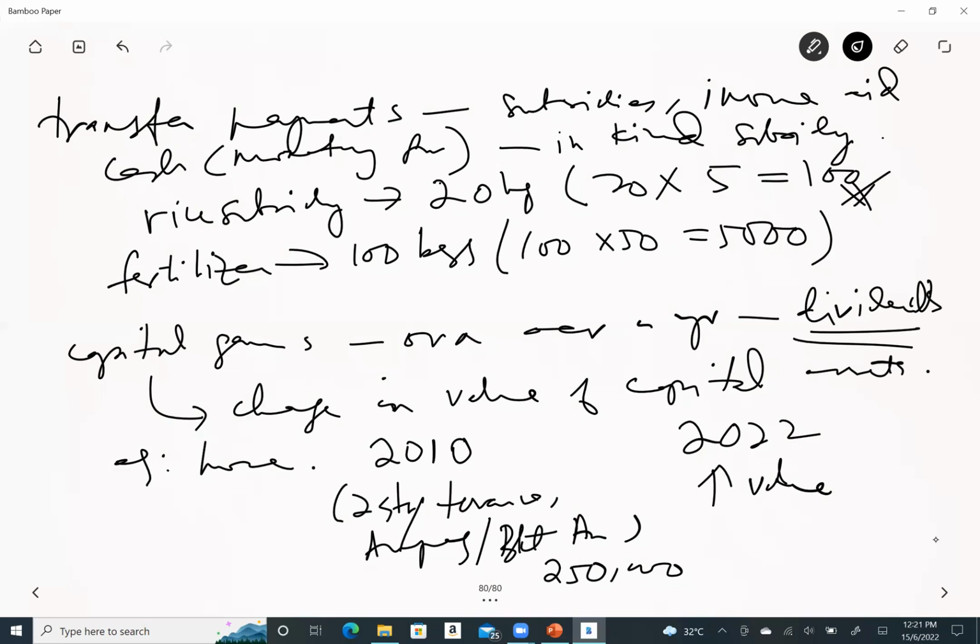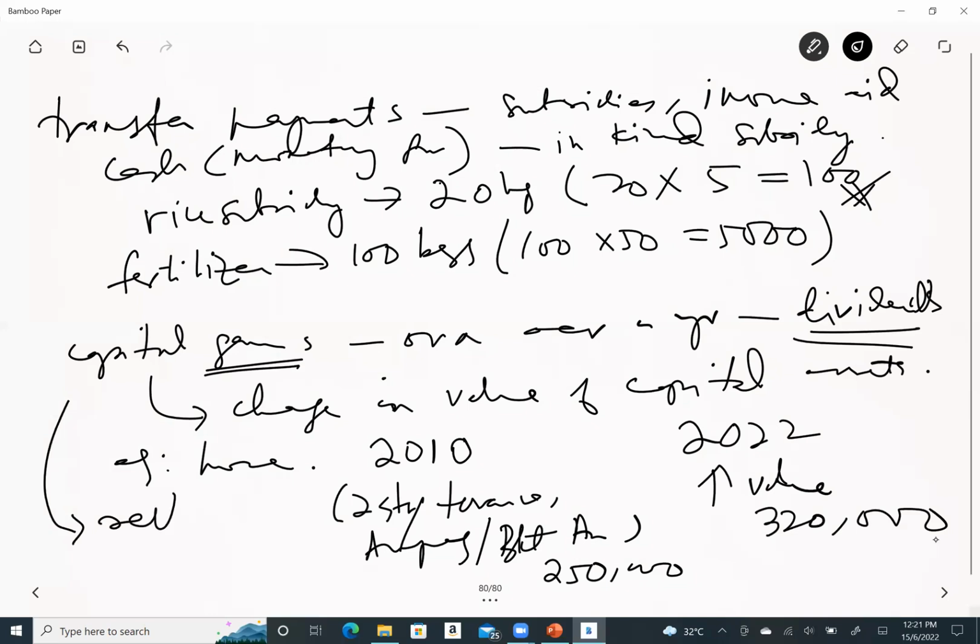Okay, so during the time it went down in value, that is a negative change. Suppose the value increases to 320,000. So your capital gain is what? 70,000. Okay. Now that capital gain, 70,000, is simply capital gain. It doesn't matter whether you sell the house. If you sell the house, you get 320. You bought it at 250, so you get profit 70,000. So that is capital gain.